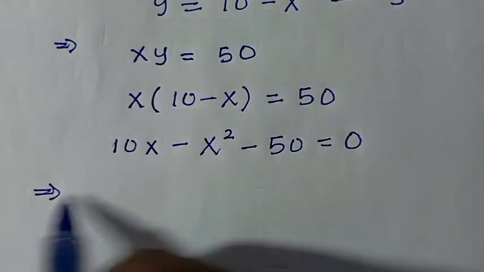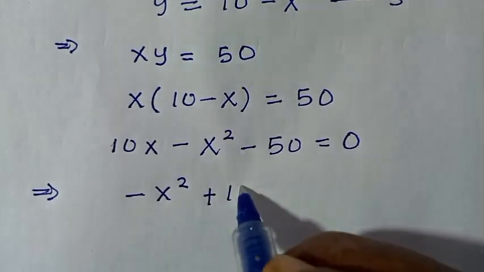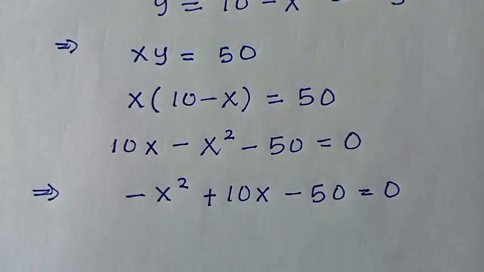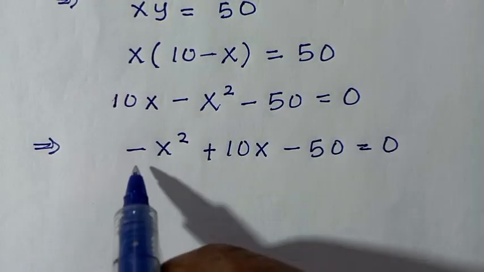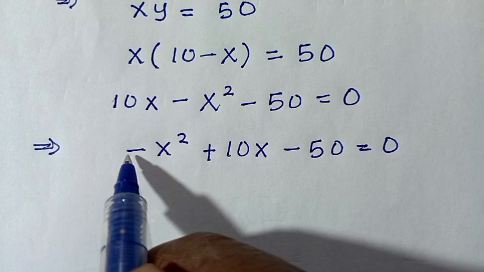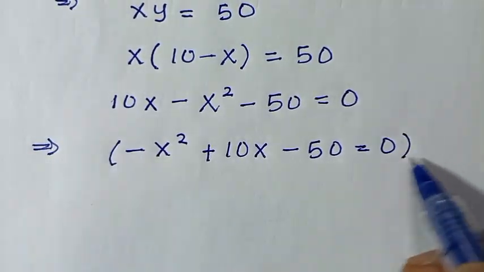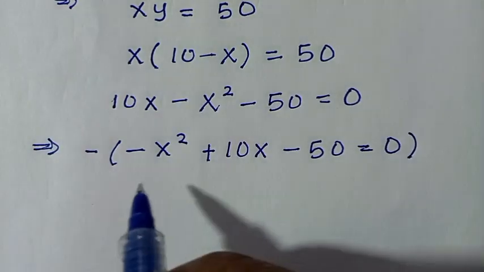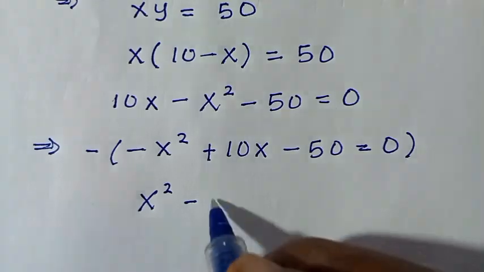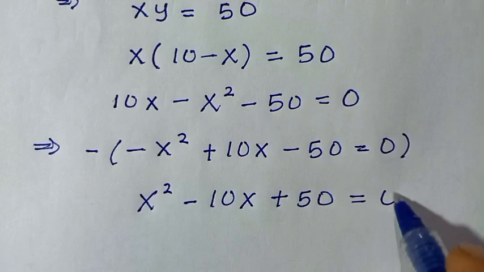Then let's rewrite this properly as minus x squared plus 10x minus 50 equals 0. Here it is negative. We have to avoid having this negative, so we multiply throughout by negative. Negative times negative, we have positive x squared minus 10x plus 50 equals 0.